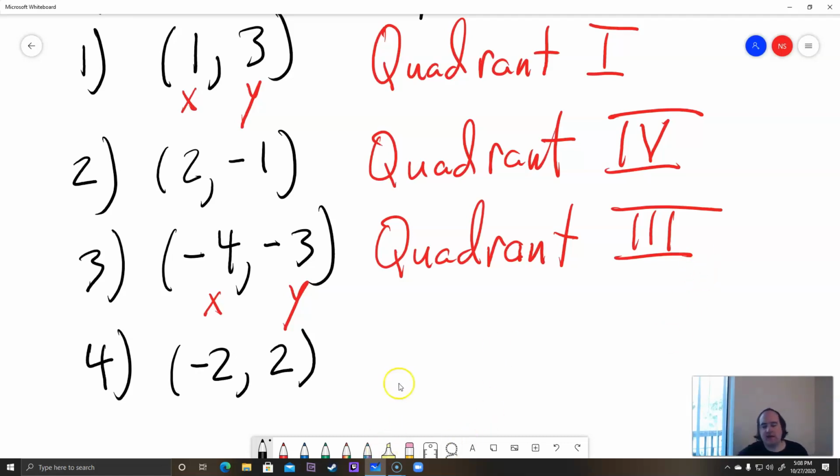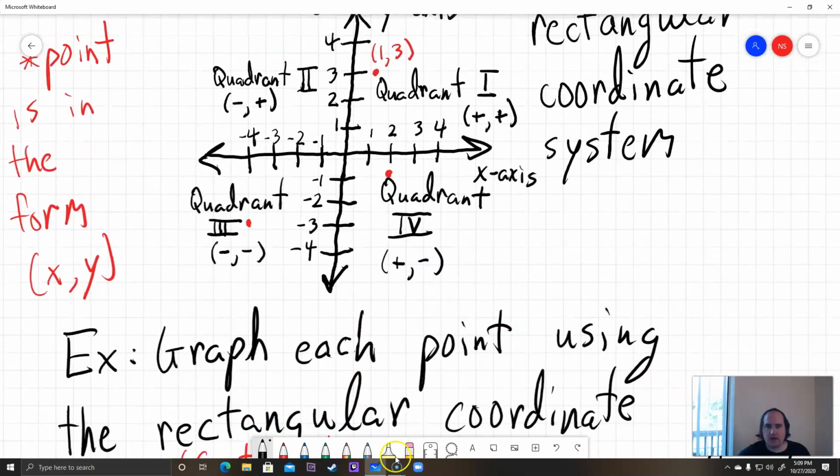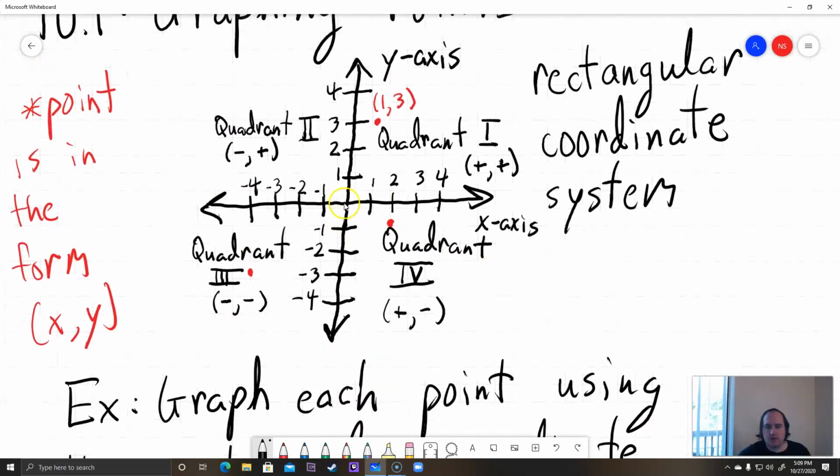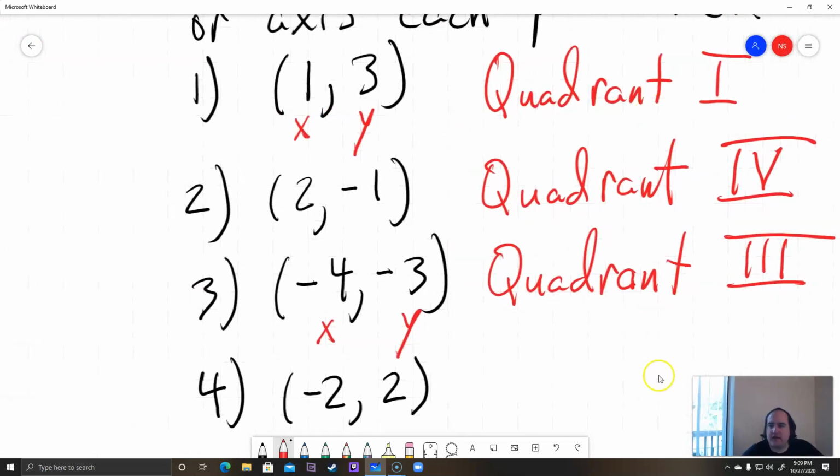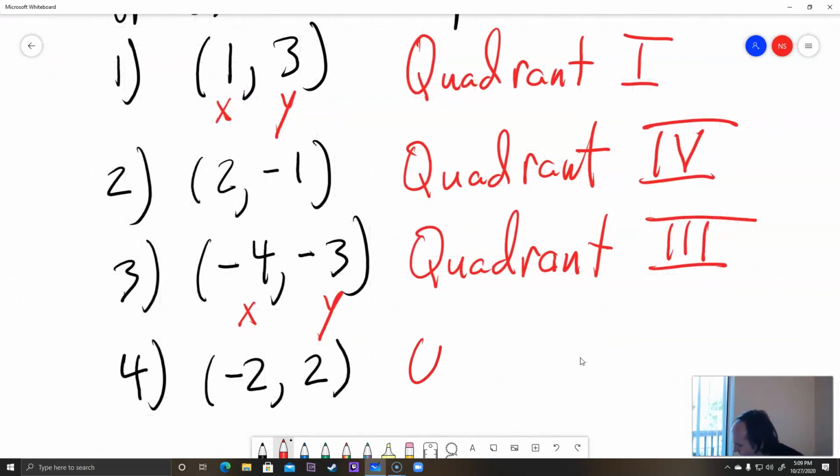So here x is negative and y is positive. So x is negative 2 and y is positive 2. So we're going to be going to the left to negative 2 on the x-axis, and then we're going to be going up to positive 2 on the y-axis. So that brings us right here. Negative 2, comma, positive 2, that point's going to be right around there. And as we can see, because x is negative and y is positive, this one's in quadrant 2. So the answer for that one is quadrant 2.